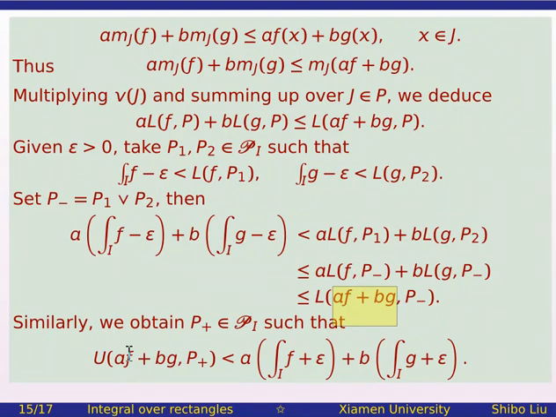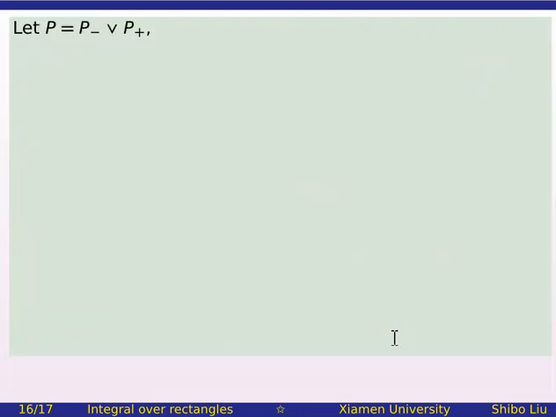This will give us the integrability of the linear combination. So we need to make the partition the same partition. You have P minus and P plus here. Okay, so we need to transform this into the same partition. How to do this? Obviously, we take the common refinement. So we let P be the common refinement of P minus and P plus.